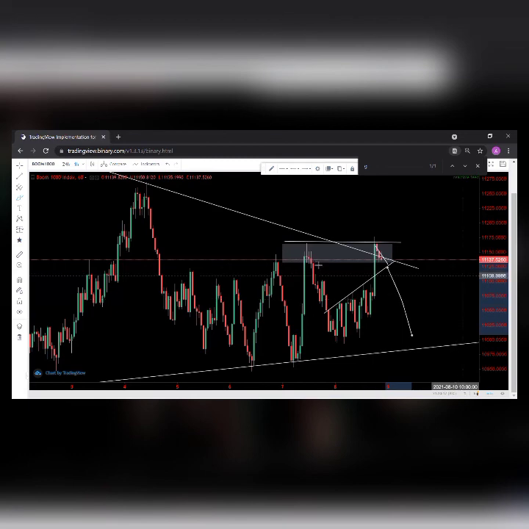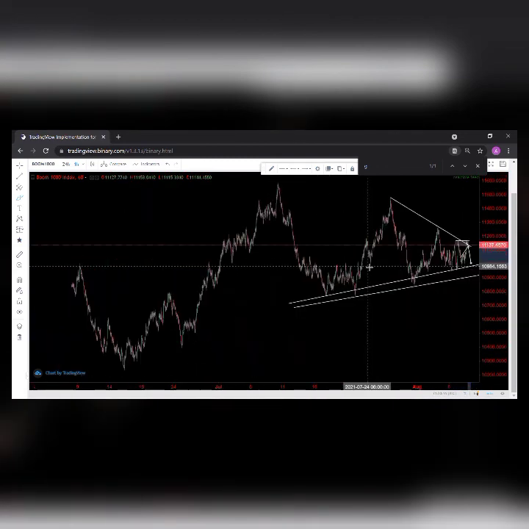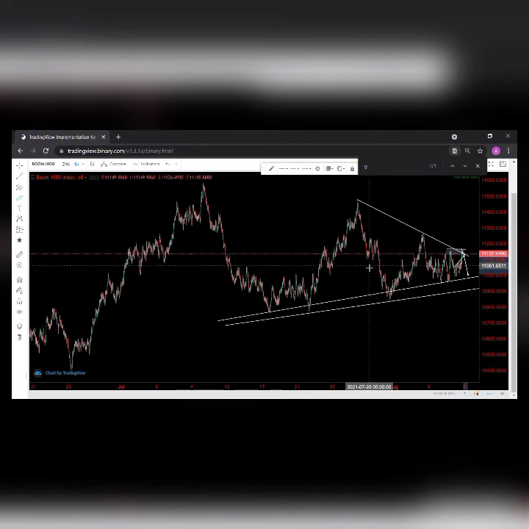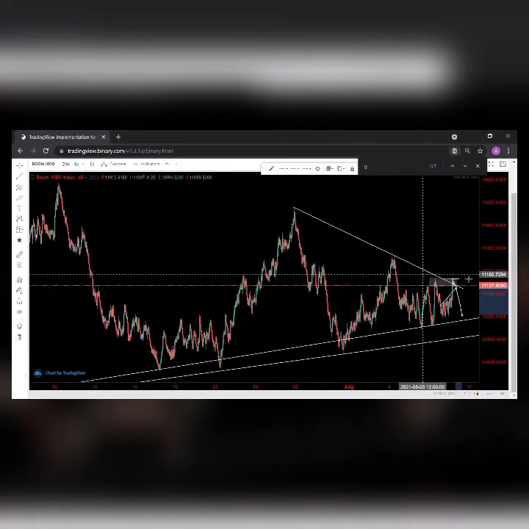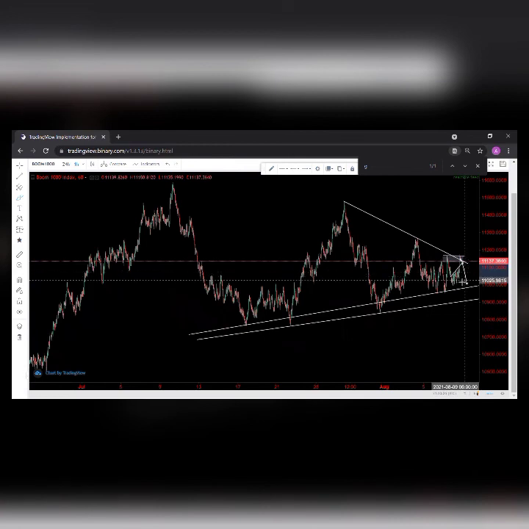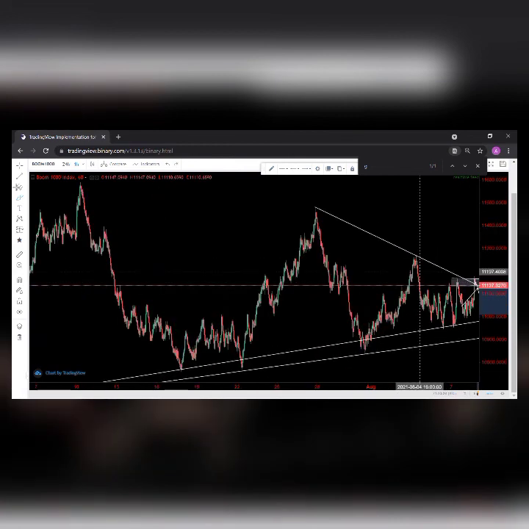You understand? So there's not much more to say about Boom 1000 now. This is just it. What we do is wait to see if price will actually break above.